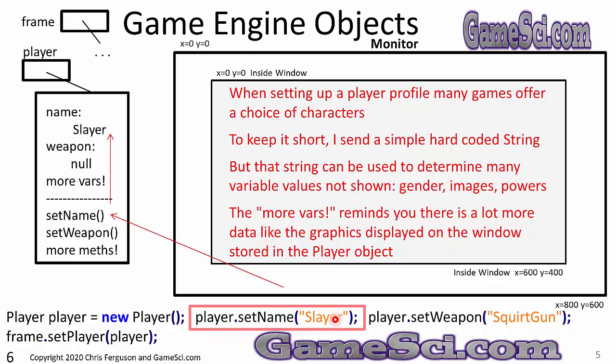Player.setName to Slayer. I'm going to take the parameter Slayer and pass it to the setName method. What's the setName method going to do? Go up here and insert the value into the name variable.